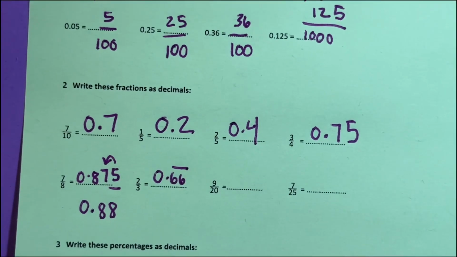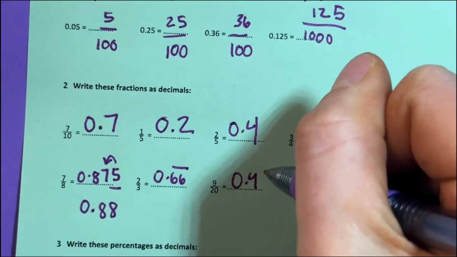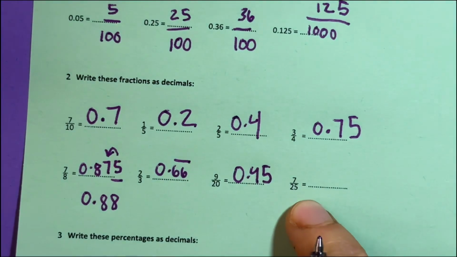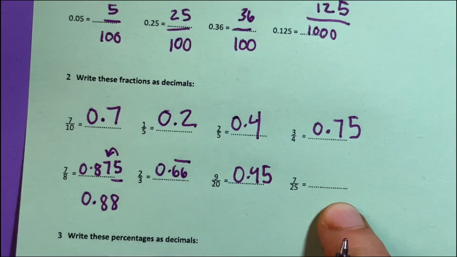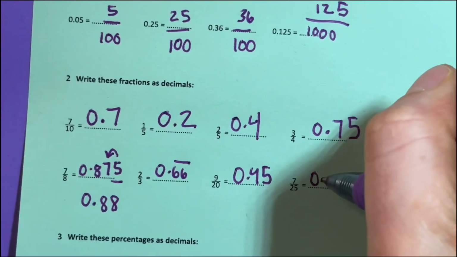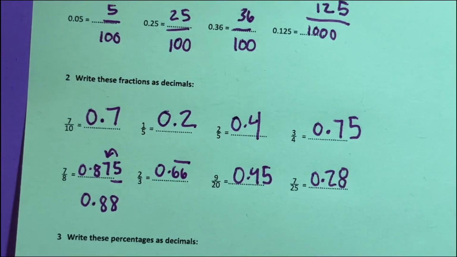9 over 20, so 9 divided by 20, that's going to be 45 hundredths, 0.45. And then 7 over 25. I know that 25 goes into 100 4 times, just like quarters. So 7 times 4 would be 28. So I know it's going to be 28 hundredths. If you tried that as doing 7 divided by 25, you would get the same thing, I think. Yep, 0.28. Awesome. Okay, so we're going to go on to the next section.